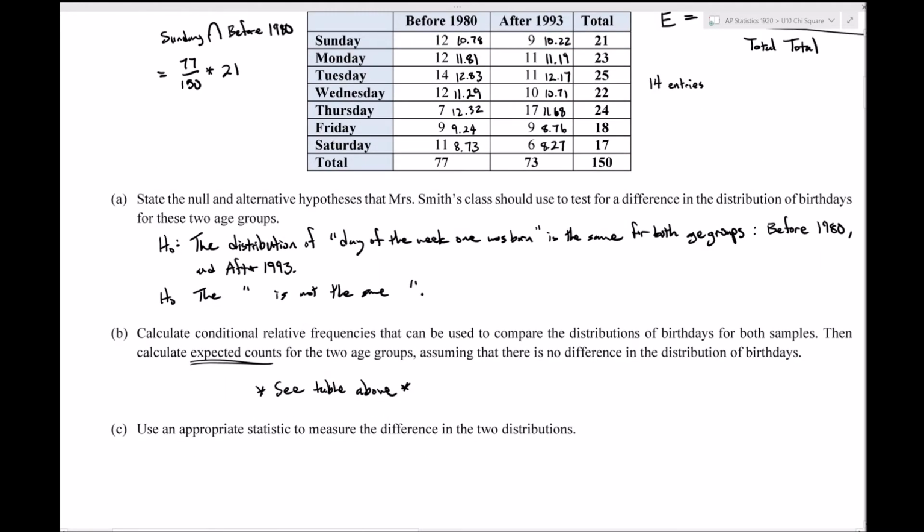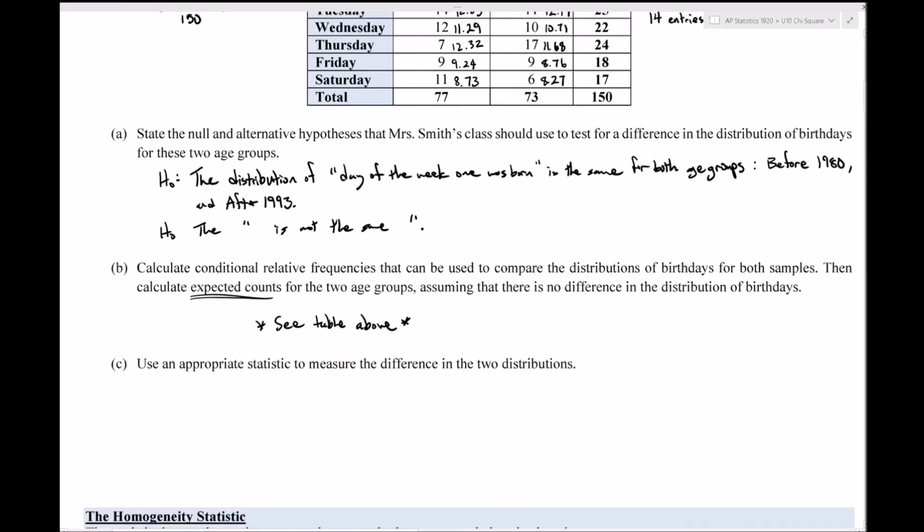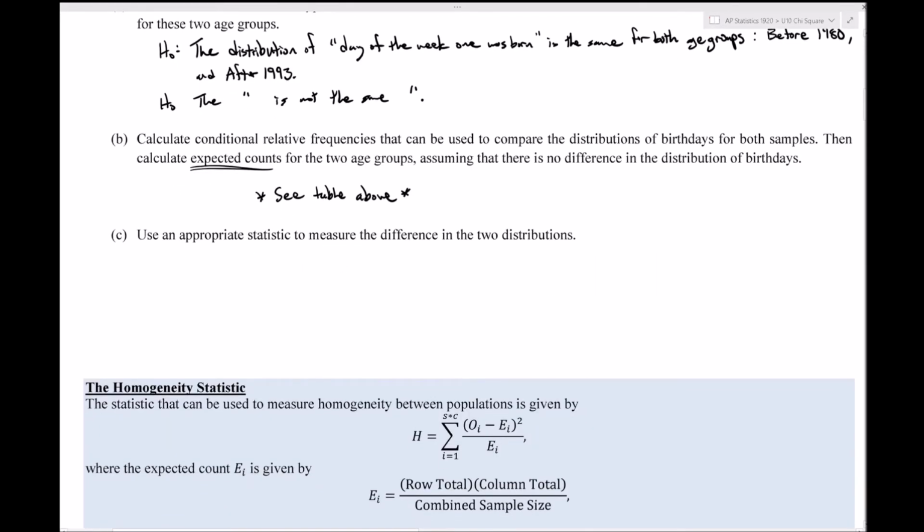Letter C. Use an appropriate statistic to measure the difference in the two distributions. This is going to be done very similarly to the way that we had done it before. We're going to be using a chi-square statistic. Now, we don't call it a chi-square statistic. We're going to call it the homogeneity statistic for now, because it's not exactly chi-square.